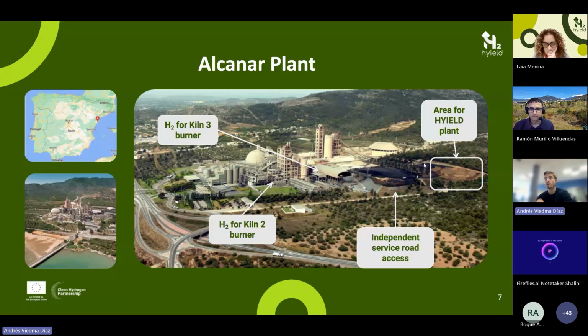The plant is going to be located in Catalonia, in Spain. Here you can see a picture of the Cemex plant where they produce cement, and we are going to deploy our waste plant on this site. As we can see in the picture, we have already planned where it is going to be located, how it is going to be accessed, and all the connections to the cement plant, so that they can utilize this energy that we're going to be producing with our hydrogen in the cement production.